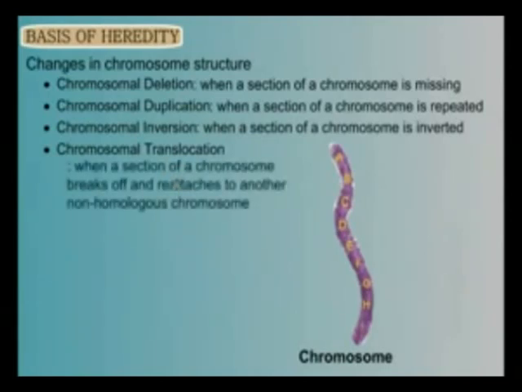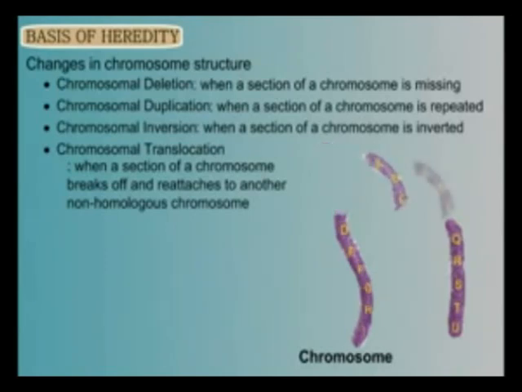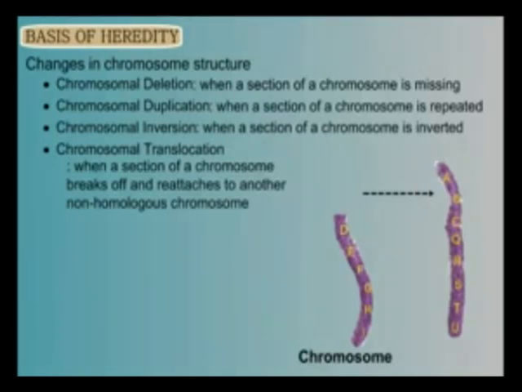Lastly, in chromosomal translocation, a section of a chromosome breaks off and attaches to another non-homologous chromosome. So this other chromosome has a whole new set of genes on it, and in translocation, a part of the chromosome breaks off and relocates, or translocates, to a non-homolog. And again, we didn't lose any genes, but we changed our linkage pattern.